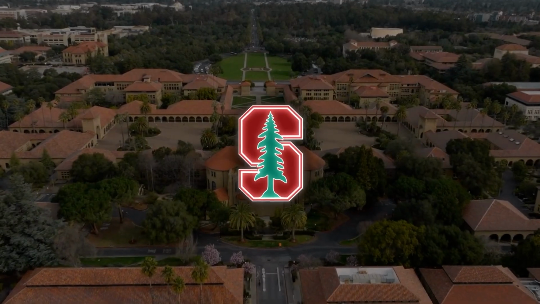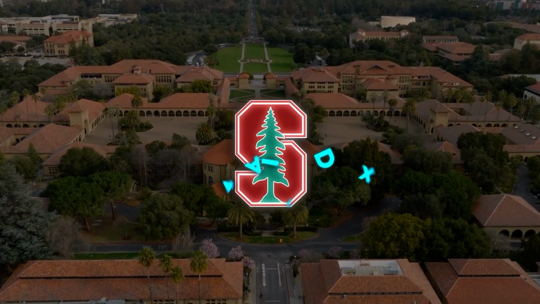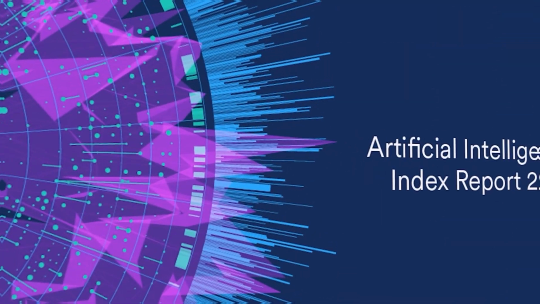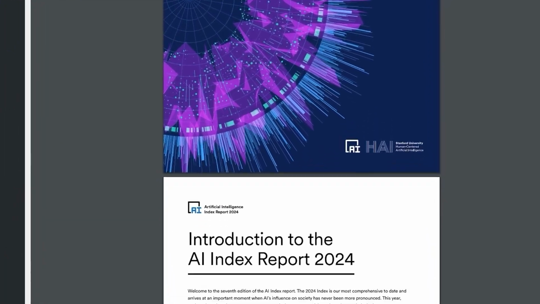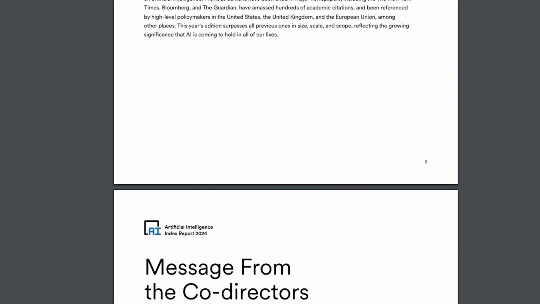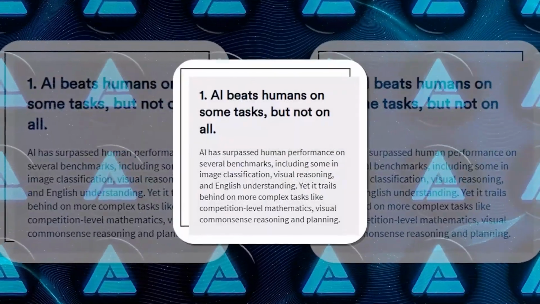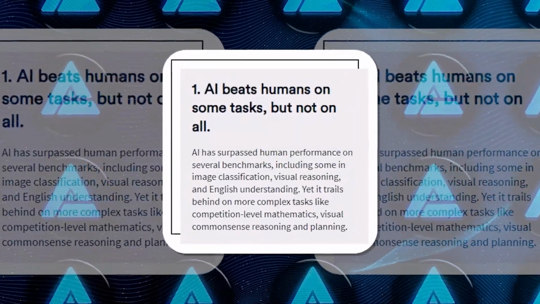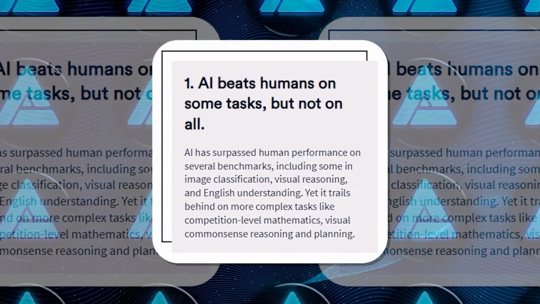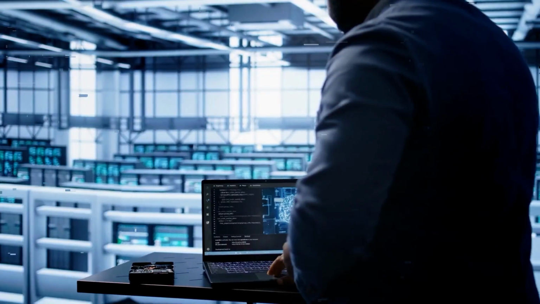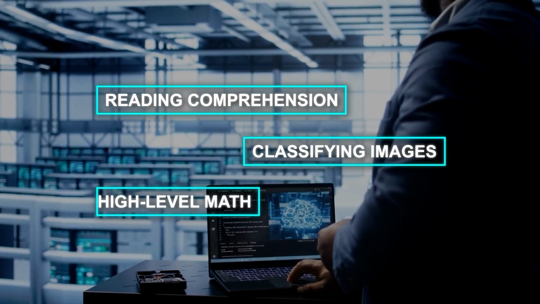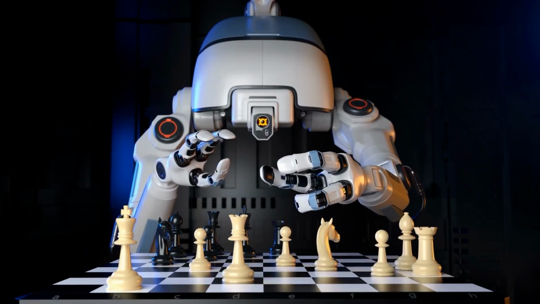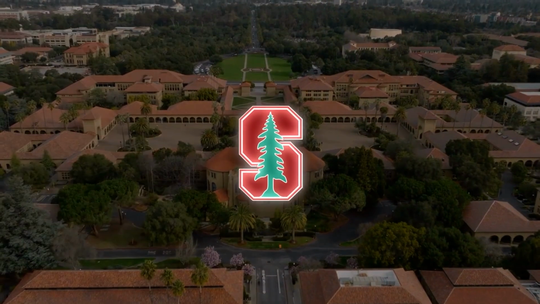All right, so we've got this report from Stanford University called the 2024 AI Index. It's a massive document, over 400 pages long, and it's giving us a clear picture of just how far AI has come. The headline? AI has gotten so advanced that it's now matching or even beating humans at some basic tasks. We're talking about things like reading comprehension, classifying images, and even high-level math. It's not just beating us at chess anymore, folks. Now, here's where it gets really interesting.